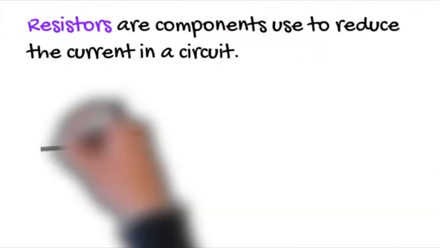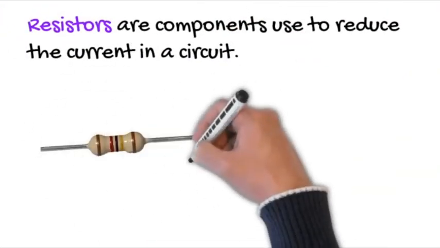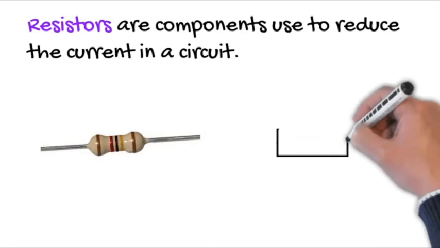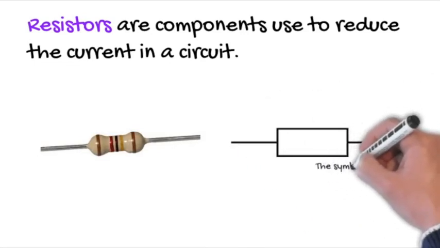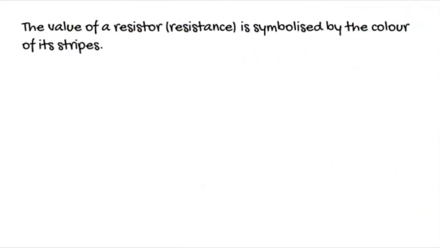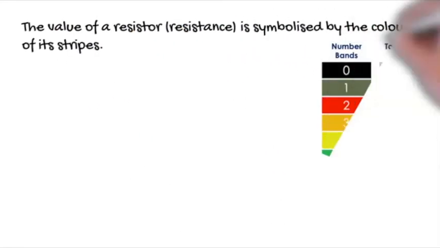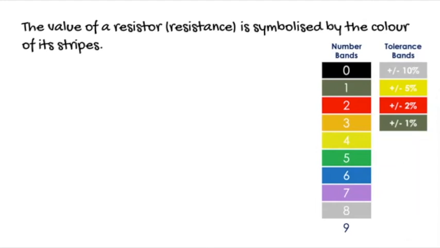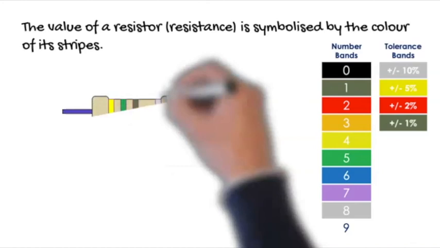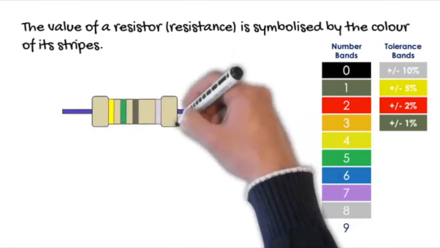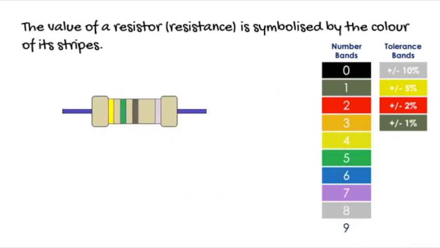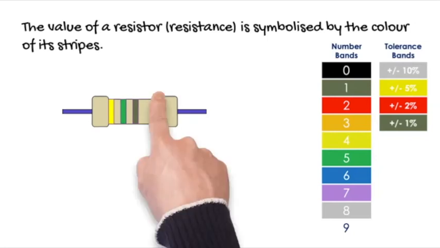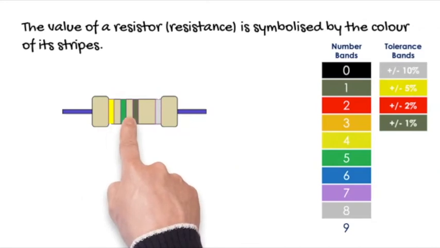So resistors are components that we use to reduce the current in a circuit. Now the stripes you see on this resistor show us the value of that resistor, so how much resistance that component has. So each color represents a number or a value, as shown in this table. So to read the value of a resistor, we need to hold it so that the single band is on the right hand side, and the 3 or 4 bands that are grouped together are on the left.